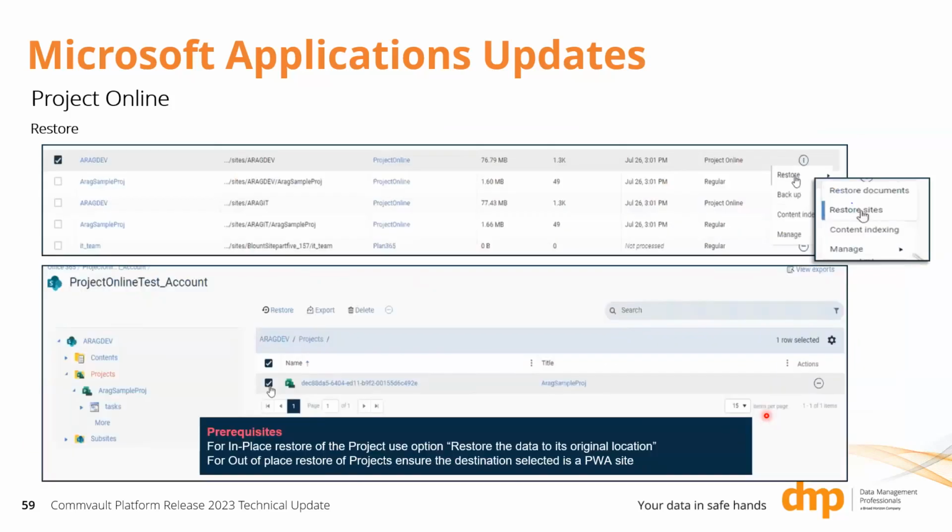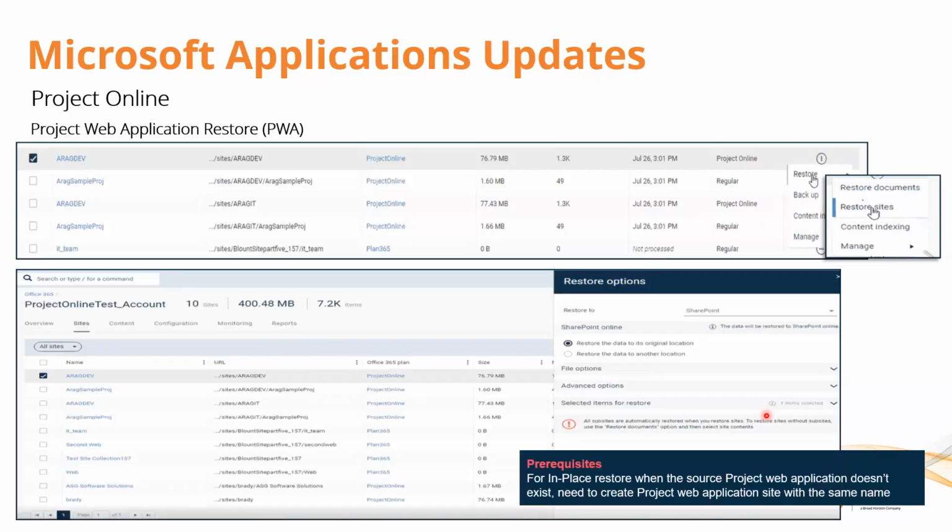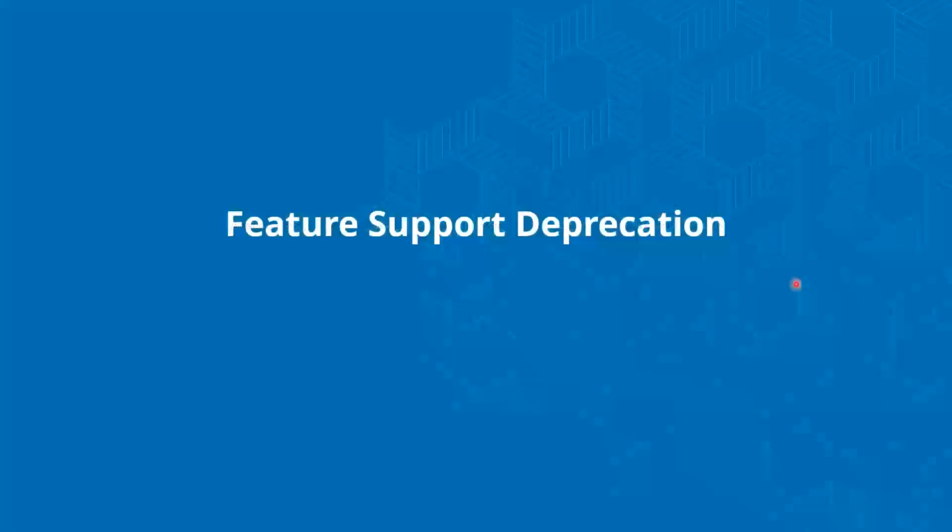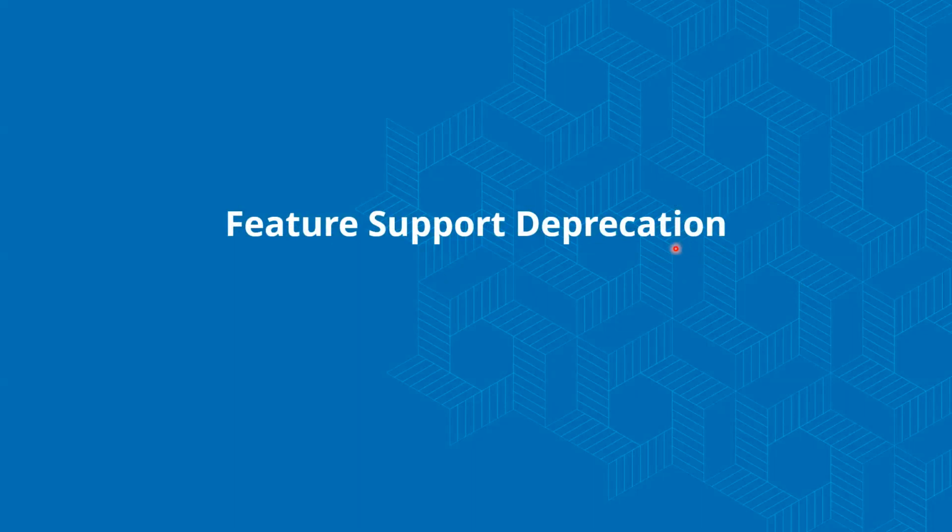Restores can be done in place to the original location and out of place. If it's an out of place restore, the destination must be a project web application site, so that must be enabled before on the destination. For in-place restores, it must be a site with the same name, and otherwise you need to create it with the same name. So that is for the projects.